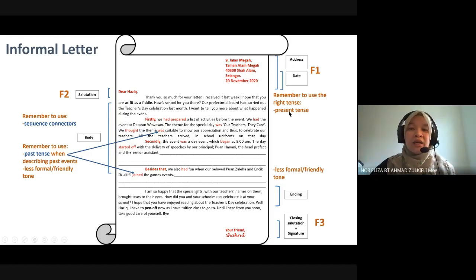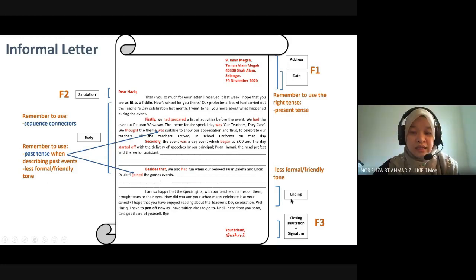And then remember, when you write a letter, use present tense, especially when you are addressing the person that you're writing to. However, if you need to talk about something that happened in the past, use past tense, because you are going to talk about something in the past, or you are telling your friend about what happened in the past. For example, this one is about an event that happened in the past. So remember to use past tense when you are describing past events. And again, a less formal and friendly tone in an informal letter.